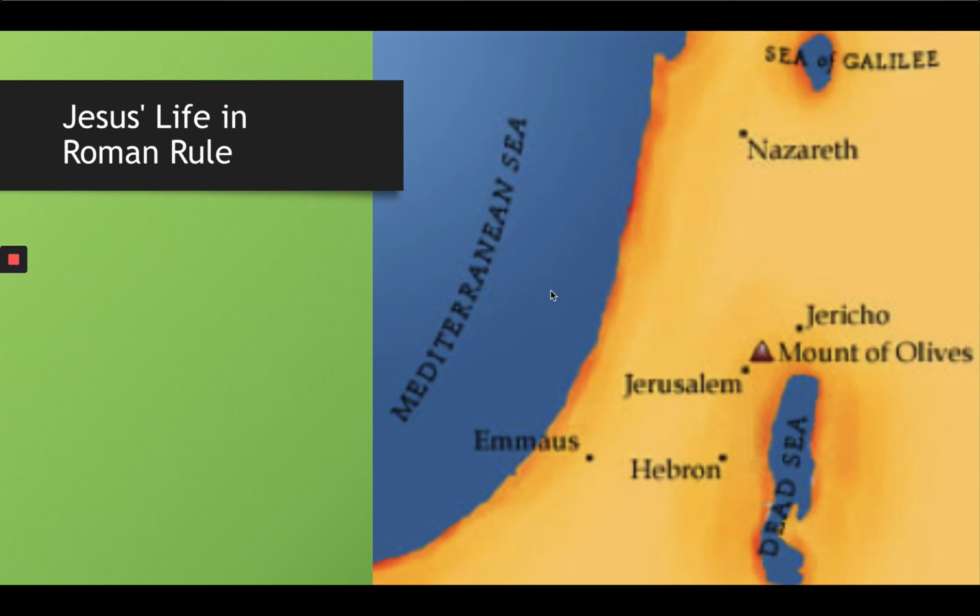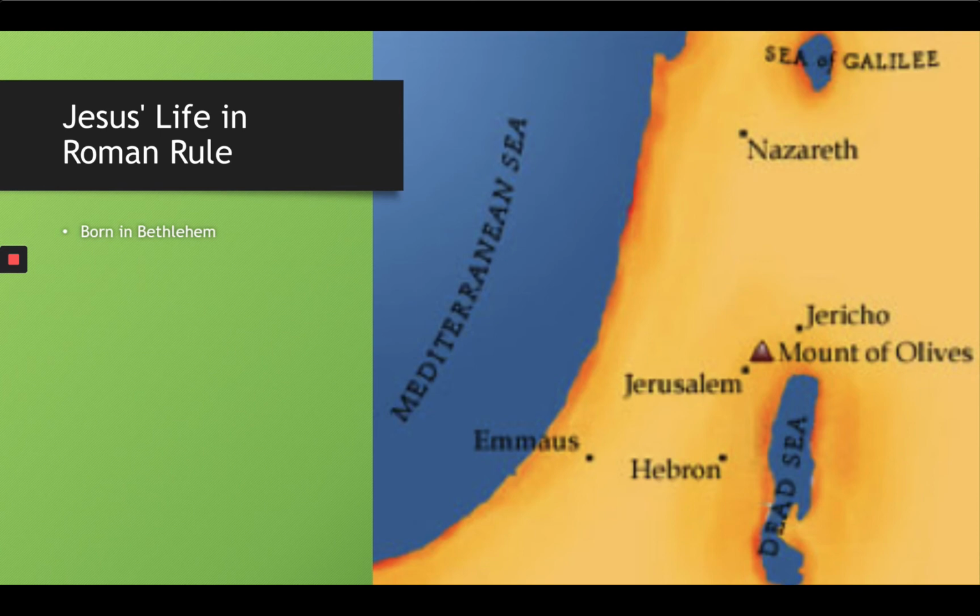Okay, so let's talk about Jesus' life for a second. So this is the Mediterranean Sea right here. Okay, we're looking at the far eastern part of the Mediterranean Sea. If you remember, we've got the Sea of Galilee. There's also the Jordan River that you can't see on this map, but that runs down here to the Dead Sea. So Jesus' life. Okay, he's born in Bethlehem, as we well know.